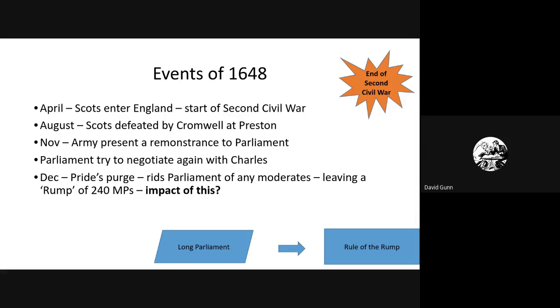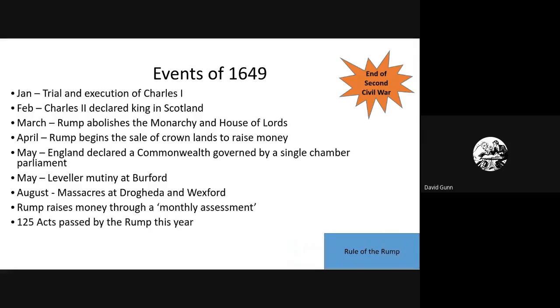And so the question here is, what's the impact of this? Well, the impact is that Parliament are no longer representative. Parliament represent the views of the army. It's not moderate, more radical, and basically, the rump, as you can see at the bottom, a change of type of government. The rump are almost like just a puppet for the army.